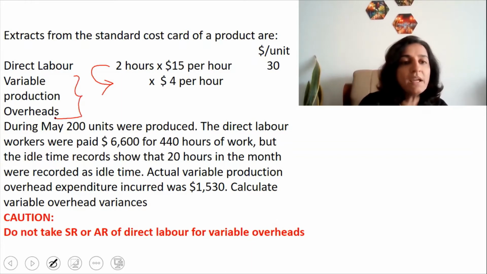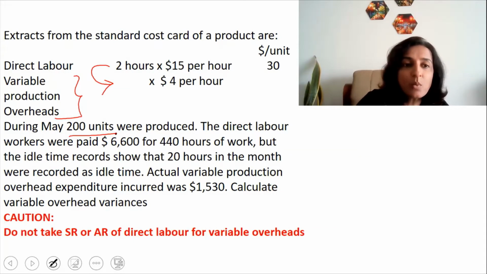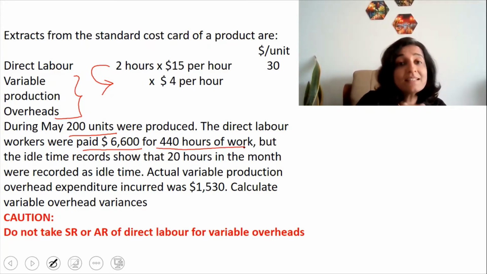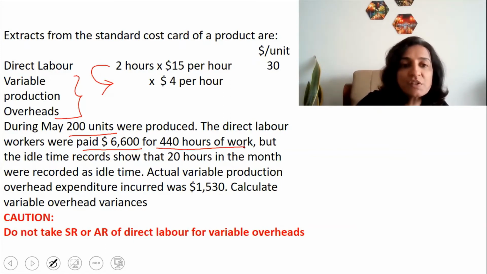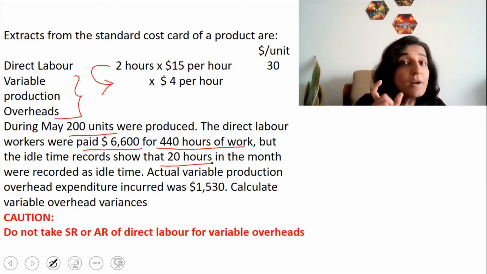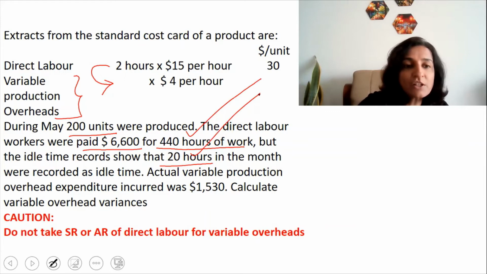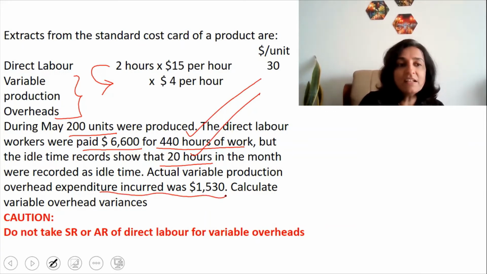Okay. Now, during May, 200 units were produced. What do you mean by this 200 units? 200 units is the actual production. The direct labor hours were paid $6,600 for 440 hours of work. That is the actual hours paid to the laborers. But the idle time records show 20 hours in the month were recorded as idle time. Which means that the number of hours for which the laborers have actually worked is 440 minus 20, or only 420 hours. Okay. Actual variable production overheads incurred was $1,530.